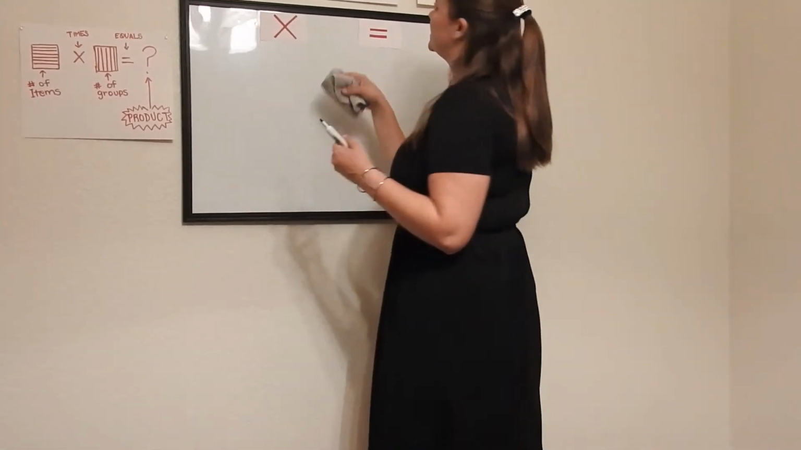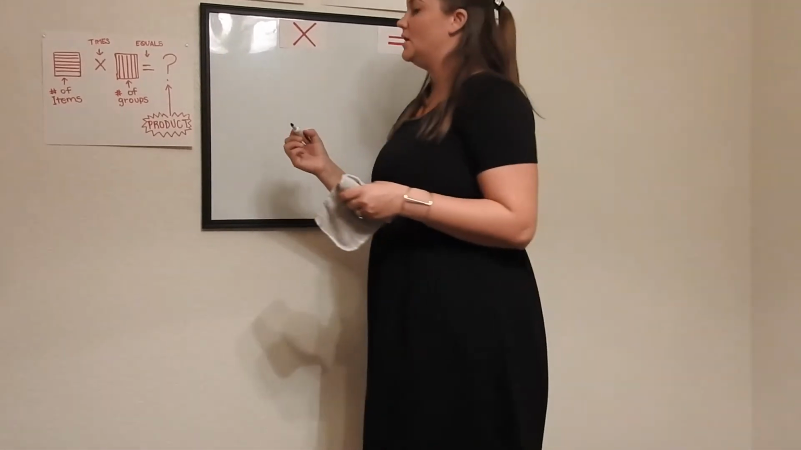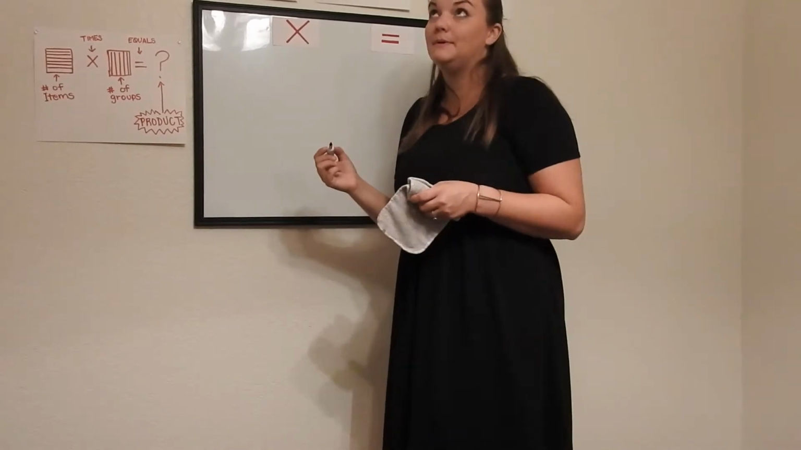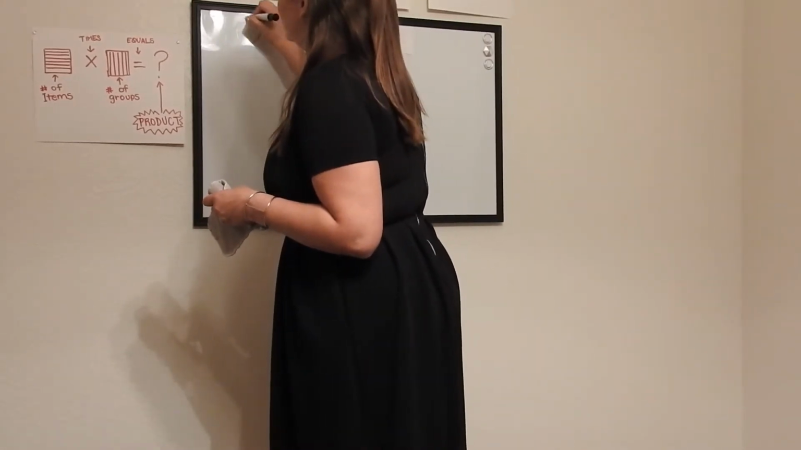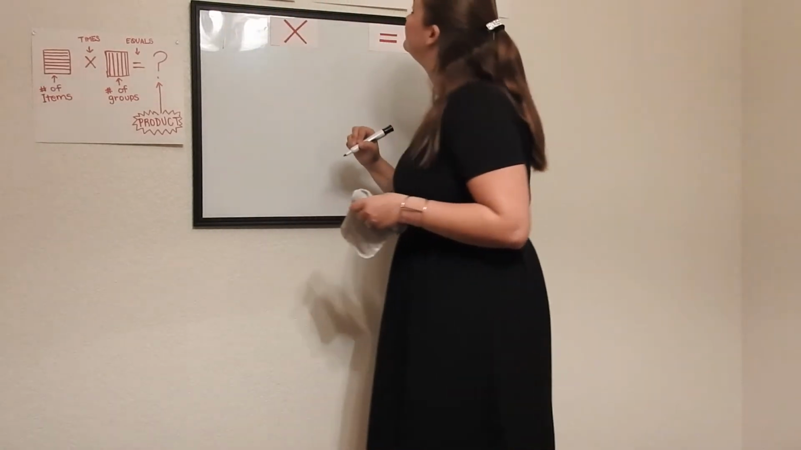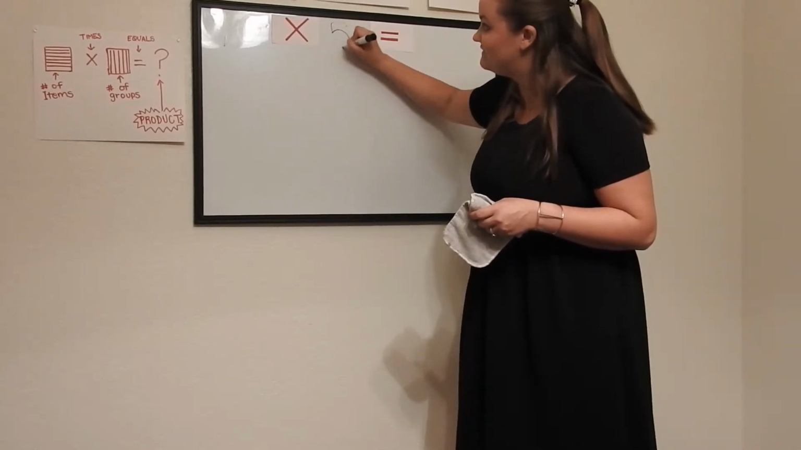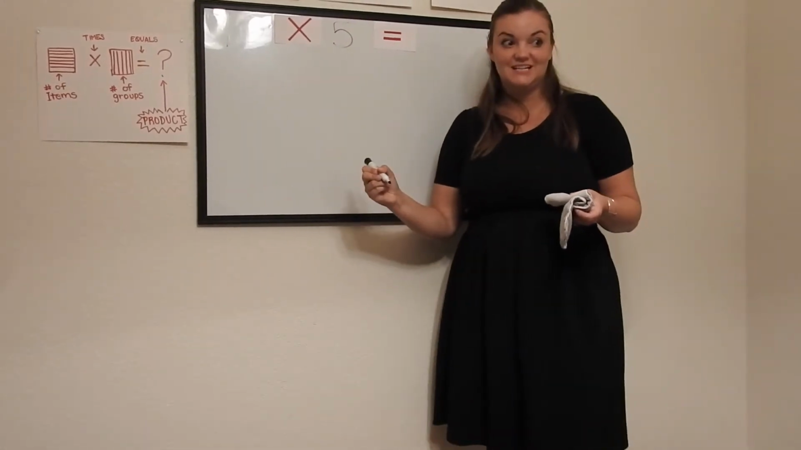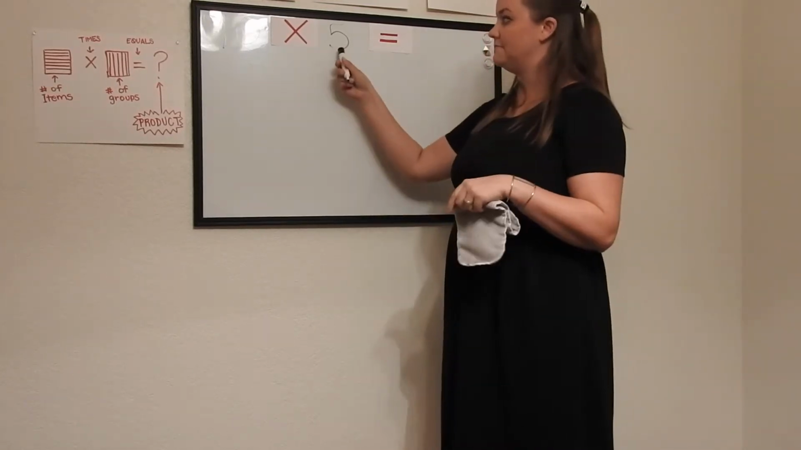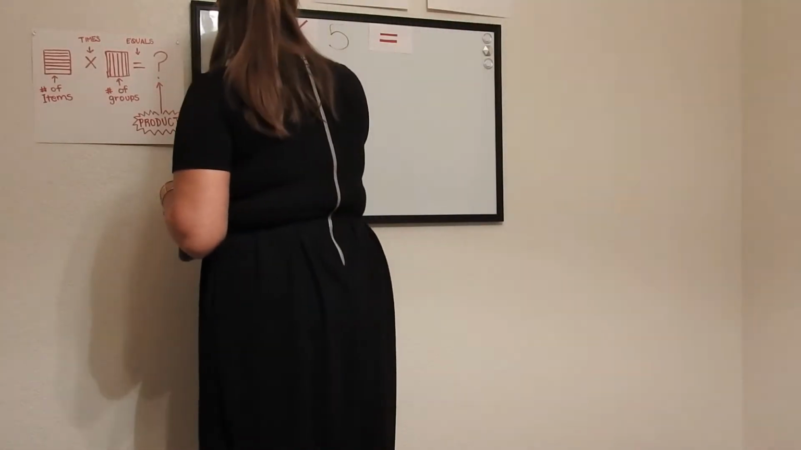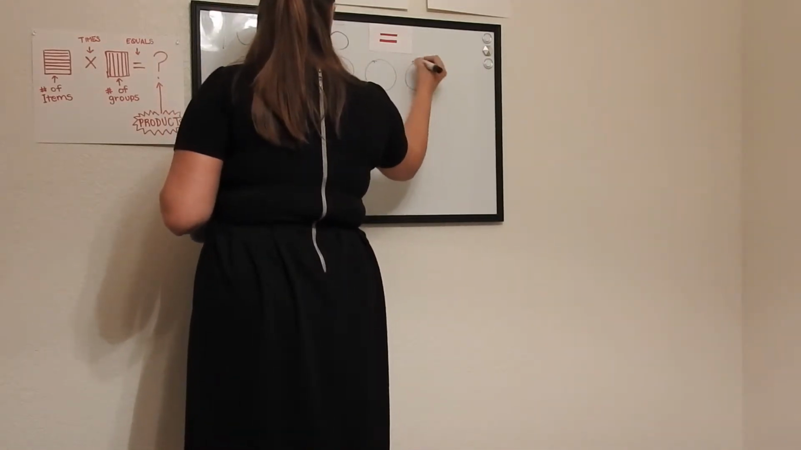What if we do a really big number? A really big number, like 10. Oh no. That's a really big number. Times 5. I wonder what this number is going to end up being. Let's see, we have 5 groups, right? 1, 2, 3, 4, 5.